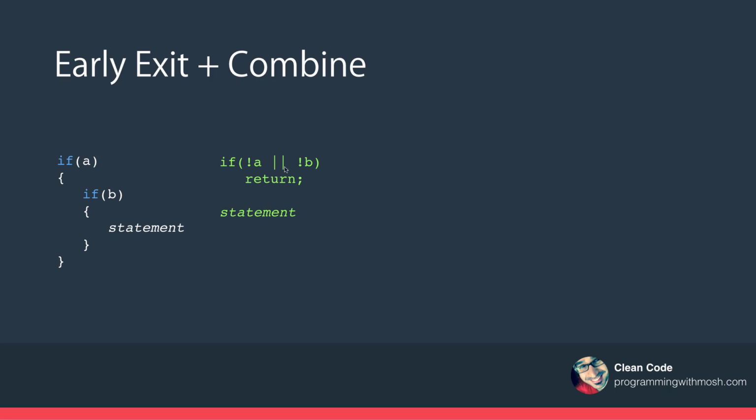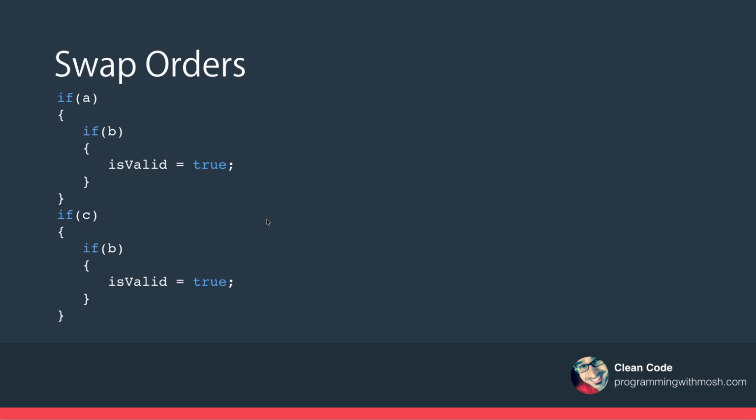So if A is false or B is false, we return immediately. Otherwise, we execute the statement here. Here is another technique. So imagine you have a block like this.